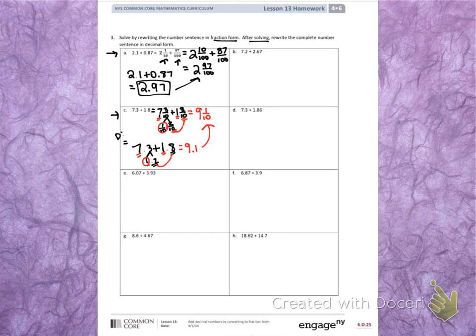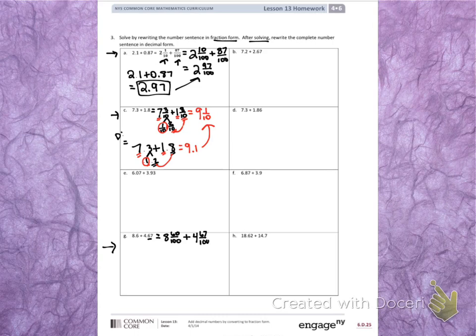The next problem I'm going to look at is letter G, right here. The first directions are asking us to change them into fractions, so I'm going to do 8 6/10. I can see that this is going to need to be in hundredths though, so I'm going to start by writing 60 hundredths because you want to have matching units. I'm going to add that with 4 and 67 hundredths.